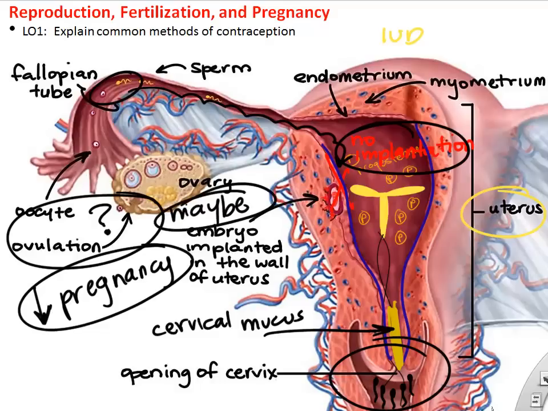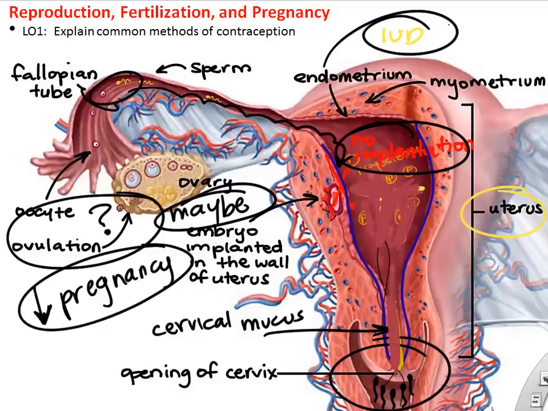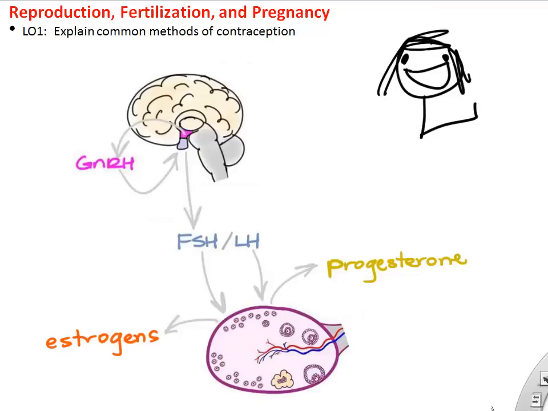It probably doesn't really affect ovulation since the local levels of progesterone are in the uterus. But in any case, it can be removed, and in that case these effects would go away, and pregnancy would be possible after that.